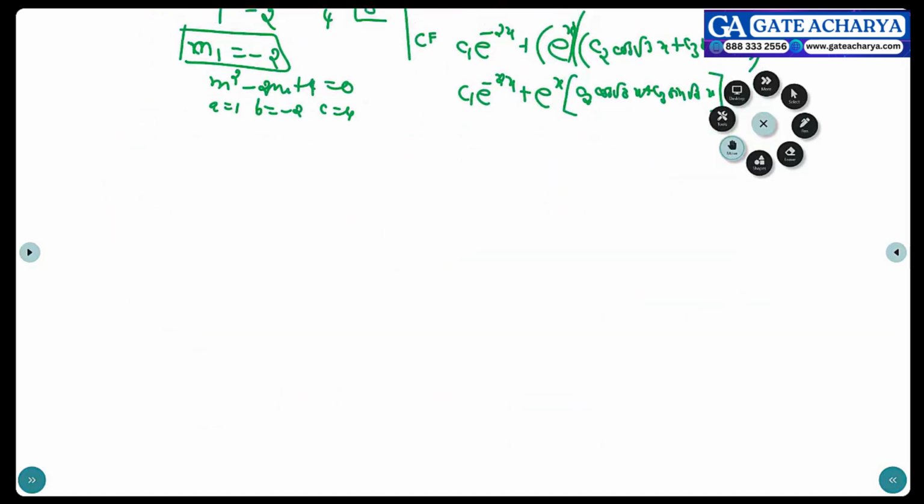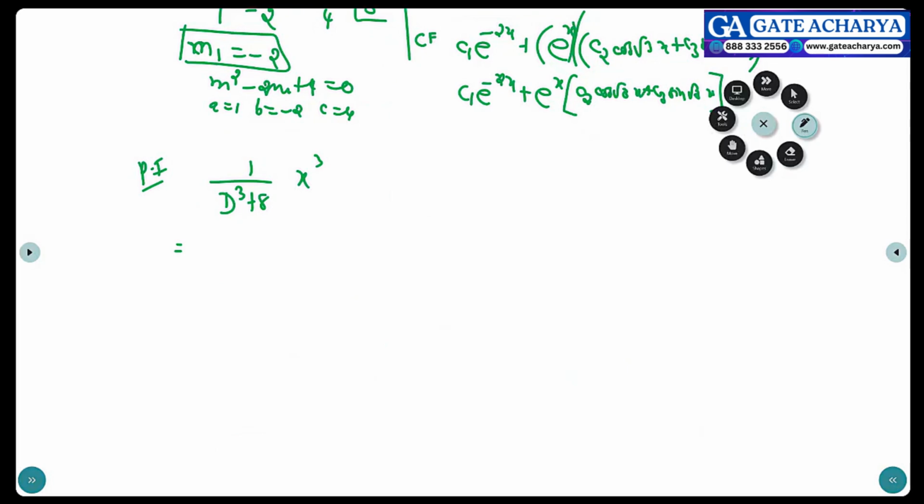For the particular integral, 1 by D cube plus 8 into x cube. So it is algebraic form, x power something, algebraic type. Therefore, you apply the expansion. But all our expansions start from 1 plus or 1 minus. But here we have D cube plus 8. How do we make it 1 plus or 1 minus?